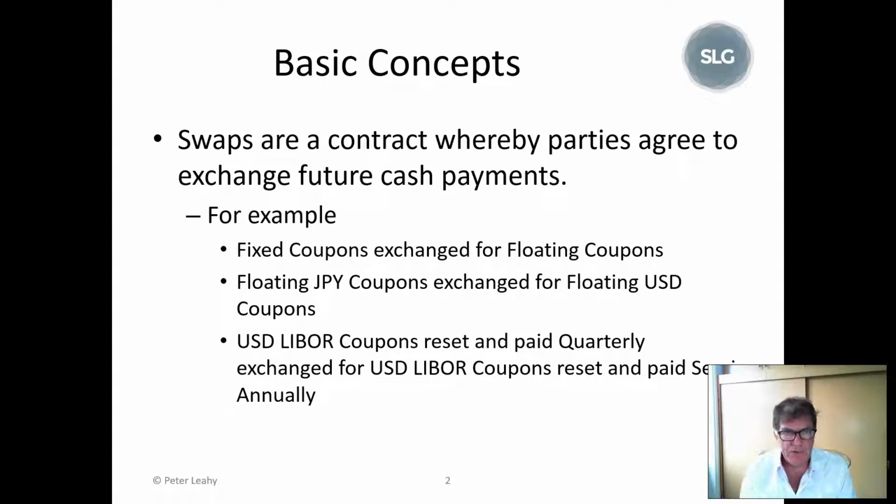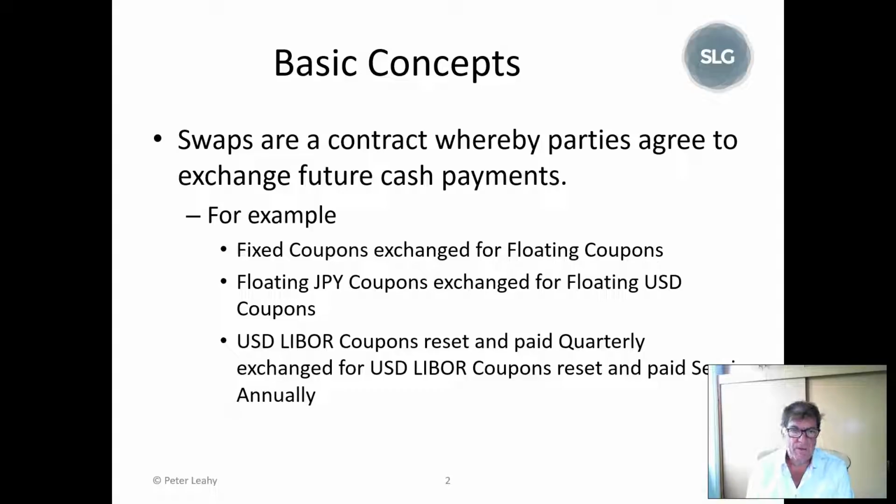A swap, an interest rate swap, is a contract where parties agree to exchange future cash flows. An interest rate swap, when we refer to that, is normally an exchange of fixed for floating in the same currency, although there are of course plenty of other possibilities.